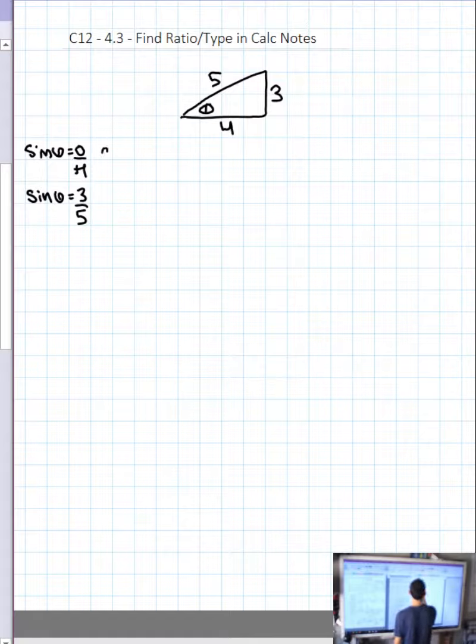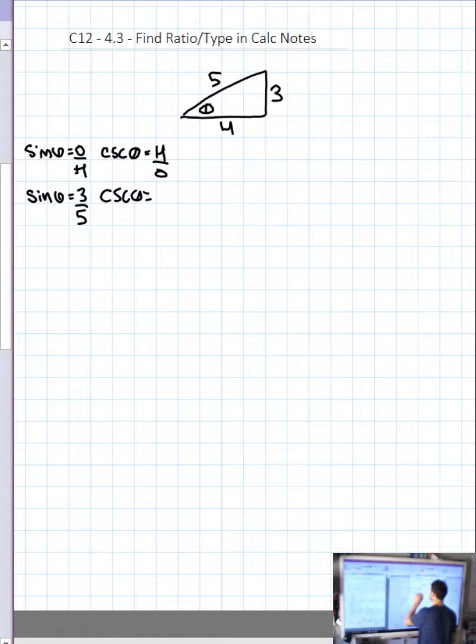We have a new definition, cosecant theta, which from your formula sheet equals the flip of sine. So if sine is opposite over hypotenuse, cosecant is hypotenuse over opposite, which would give me a cosecant ratio of the flip of sine, 5 over 3.